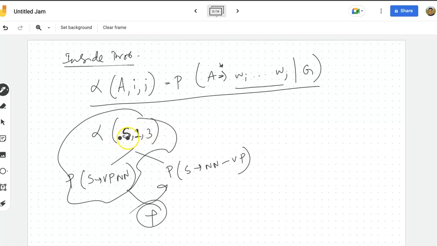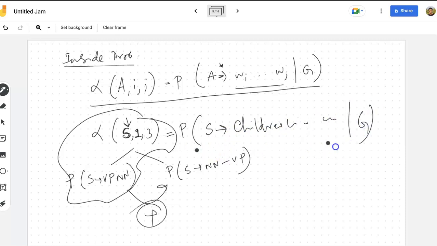For this example, the start symbol is S, the start index is 1 and the end index is E. Now we want to know how we can produce this sentence, the children likes whatever, given the grammar. There are two possible ways, so that's why I'm adding those.